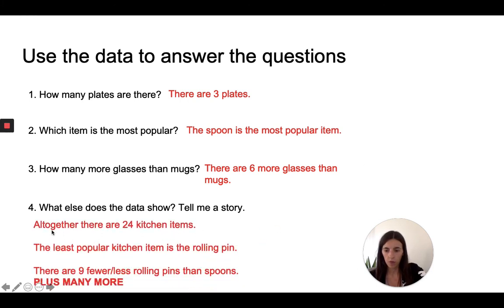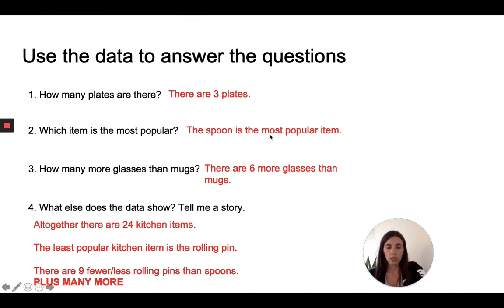Okay, so I've written here altogether there are 24 kitchen items because if we look back to our tally chart, we've got 8 glasses, 2 mugs, and I know 8 and 2 is 10. Then there are 10 spoons, so that's another 10. 10 add 10 is 20. 1 rolling pin, 1 more than 20 is, that's it, 21. And then 3 plates. 21 add 3. I know 1 add 3 is 4, so that's 24. There are 24 kitchen items altogether.